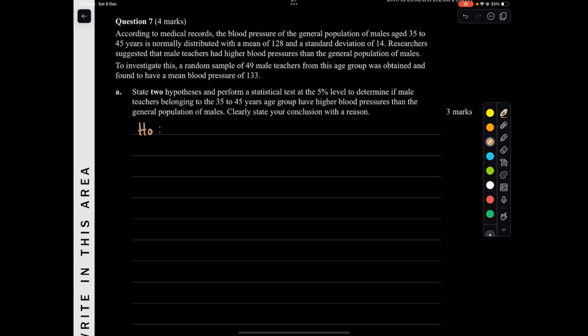So your null hypothesis, we're going to say that there's no change. So it's still 128, the basic 128. And the alternative hypothesis, we will say that the mean is actually greater than that 128. It's actually 133, so it's actually increased. So these are your two hypotheses.